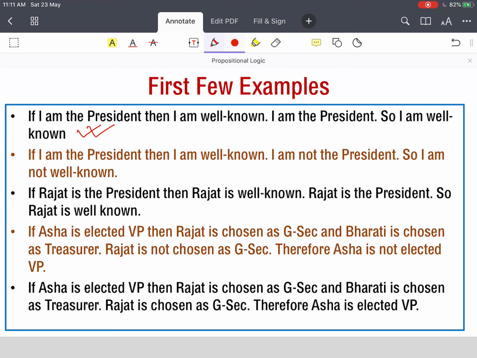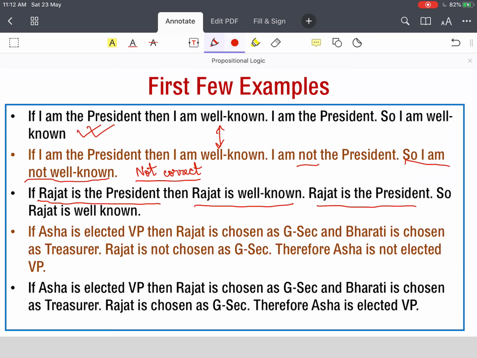Let us look at the second one. The second one is very similar to the first one and says that if I am the president, then I am well known. So this first part is the same as the first example. But it says I am not the president, and it tries to conclude that I am not well known. And you will notice that this conclusion is actually not correct. This conclusion is not correct because while the first statement says that if I am the president, then I am well known, it does not say that if I am not the president, I am not well known. So this is where logic needs to be very precise. Since it does not say that if I am not the president, I am not well known, therefore, when I am not the president, it is not necessary that I am well known. But how shall we establish this as an infallible argument? We know through intuition that what we are saying is okay.